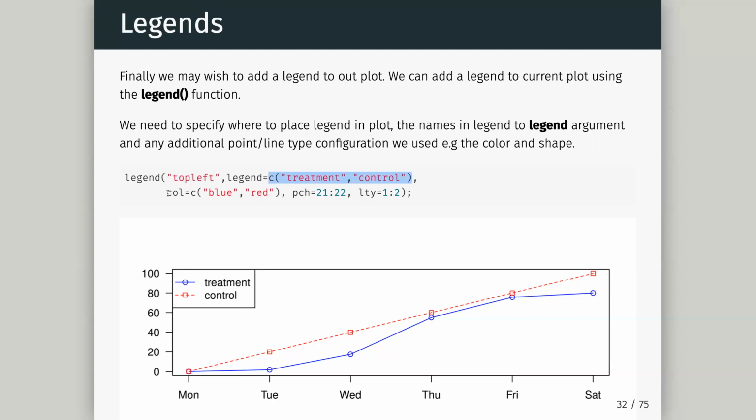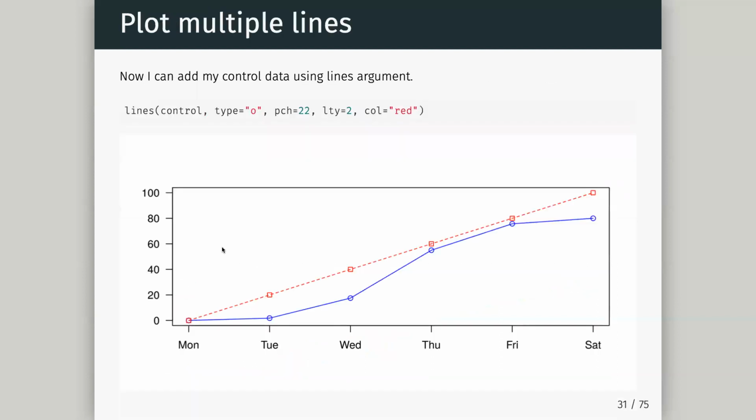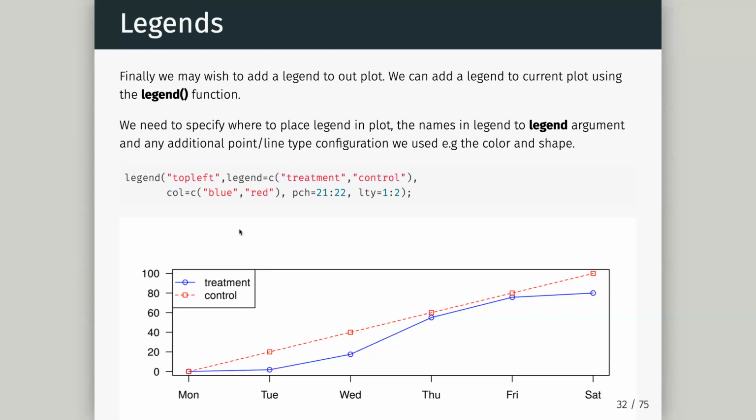I can tell it the colors. So I'm going to say here blue and red, because I know that corresponds to the colors I laid out. Right? It's not learning this from my plot. It is me remembering that's what I set the colors to be. I'm going to say the PCH again. Hopefully that matches what I actually used, 21 and 22, and then the line types 1 and 2.